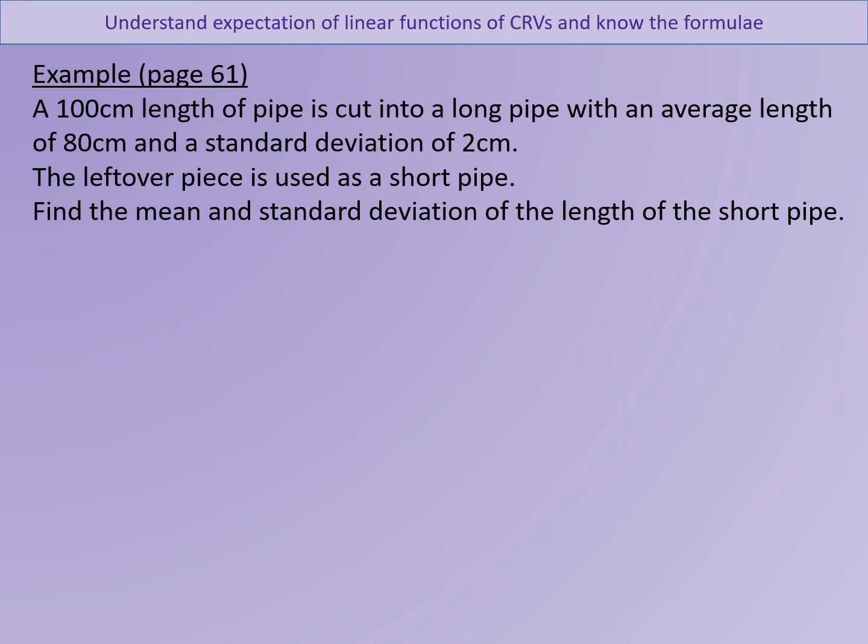In any question like this, the first thing that is important to do is to define what the variables are going to be. So in this case, we're going to let L be the length of the long pipe. It's important not just to say long pipe, we need to say length of long pipe. We're going to let S be the length of the short pipe.